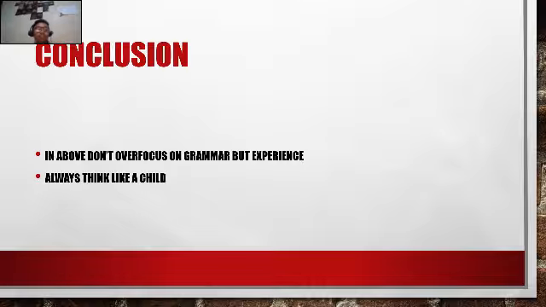Conclusion: don't over-focus on grammar, but on experience. If you over-focus on grammar, it will make them stressed. Always think like a child. This is how teachers must teach young learners.